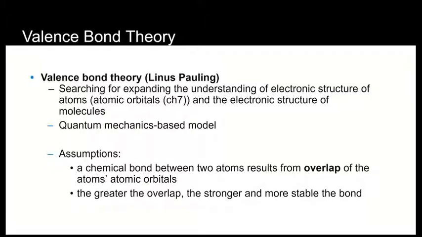So Linus Pauling developed valence bond theory. He was searching for and expanding the understanding of electronic structure of atoms from the atomic orbitals that you'll recall from Chapter 7, and the electronic structure of molecules. And we needed a quantum mechanics-based model. So some assumptions are that a chemical bond between two atoms results from the overlap of the atom's atomic orbitals. The greater the overlap, the stronger and more stable the bond.